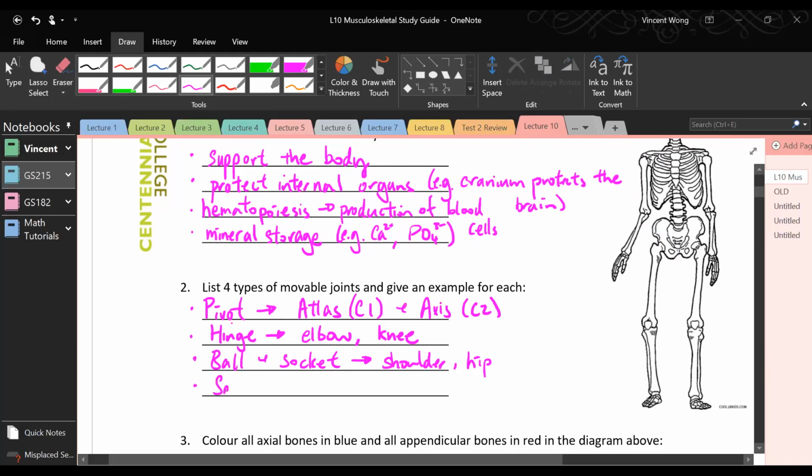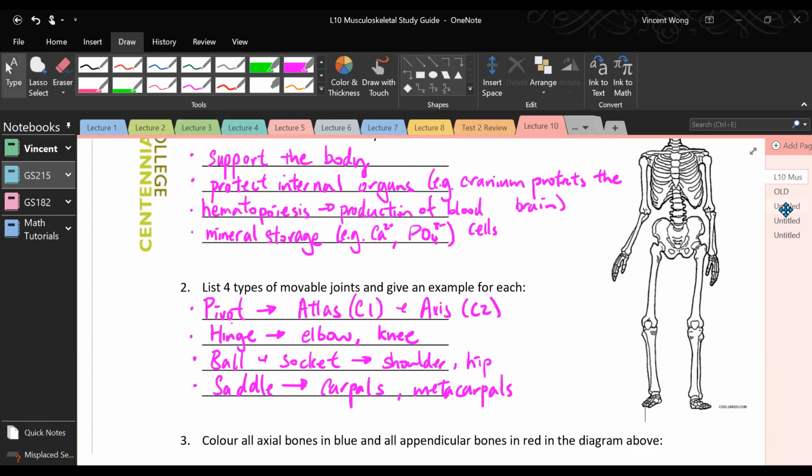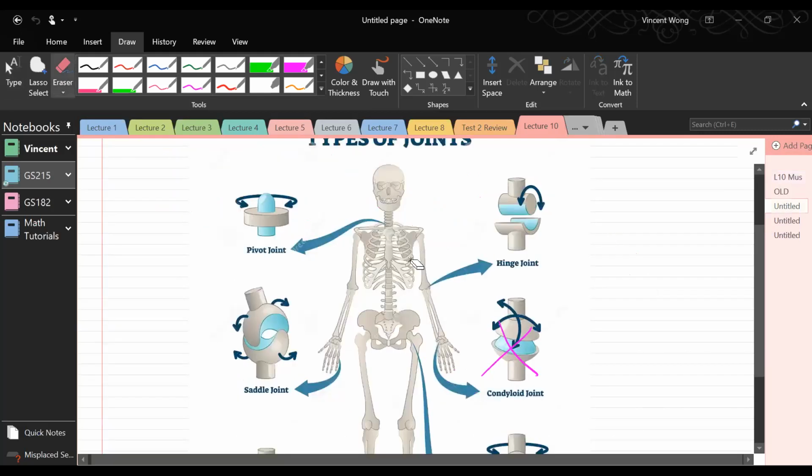Then we have saddle. Okay, so like the saddle of a horse, that would be carpals, metacarpals. Okay, so carpals are like over here at the back of your hand, and then metacarpals are at the feet. Okay, just to show you, right?